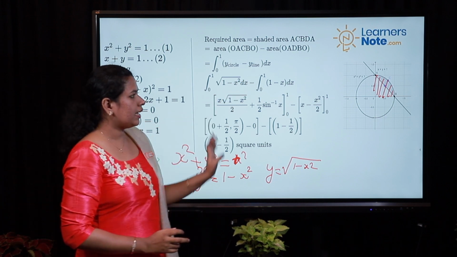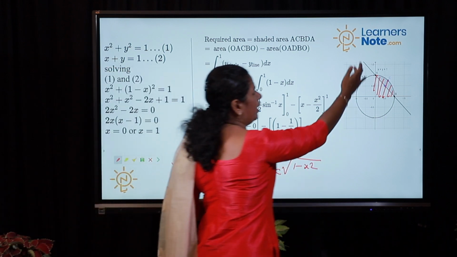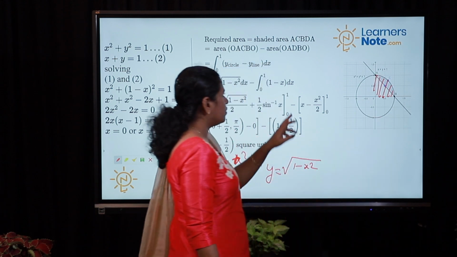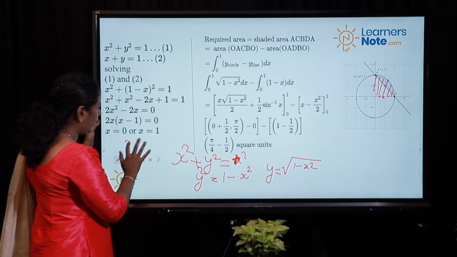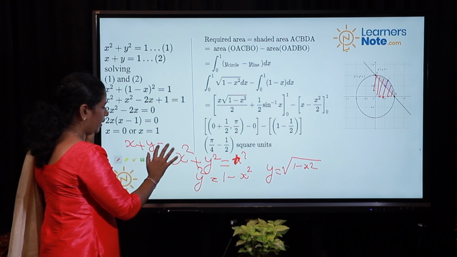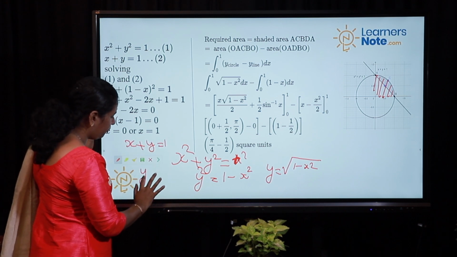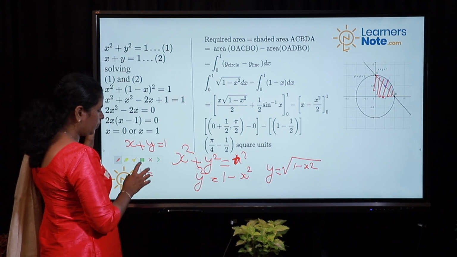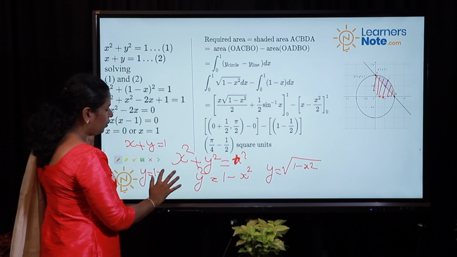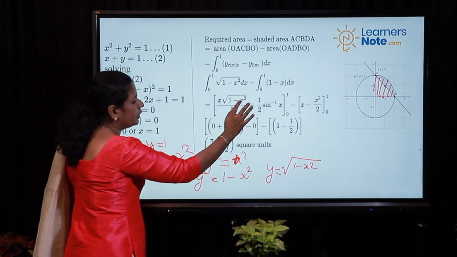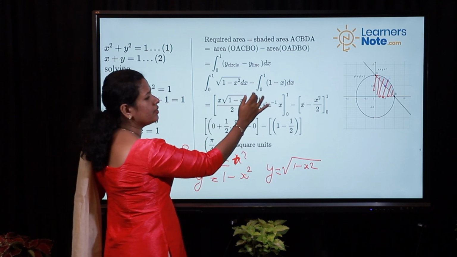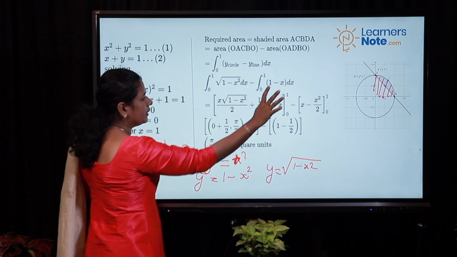Then I take the next curve, that is the line, the second curve. So I am also writing the equation of the line, that is x plus y equal to 1. Here also I have to write the equation of y in terms of x. So you will get the equation as 1 minus x. Then I take the limits of integration as 0 and 1. Then I am just integrating it.